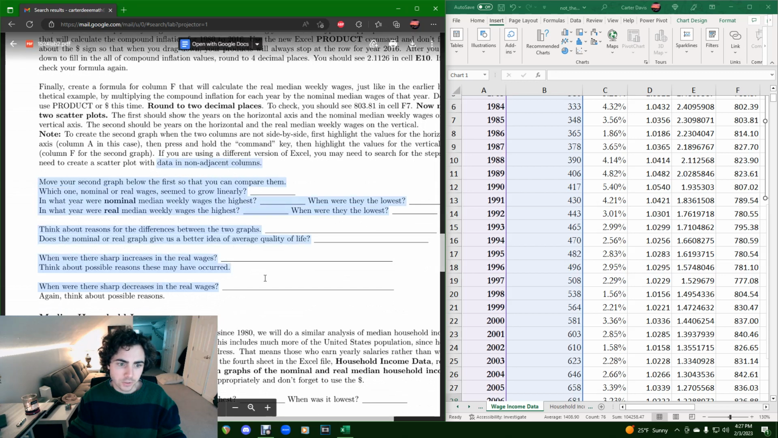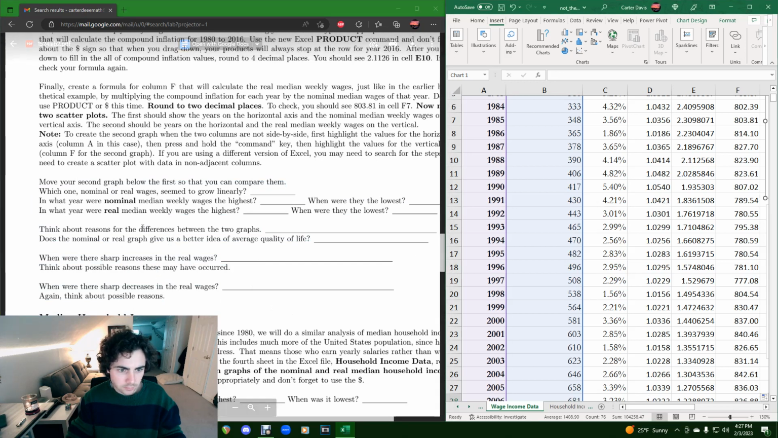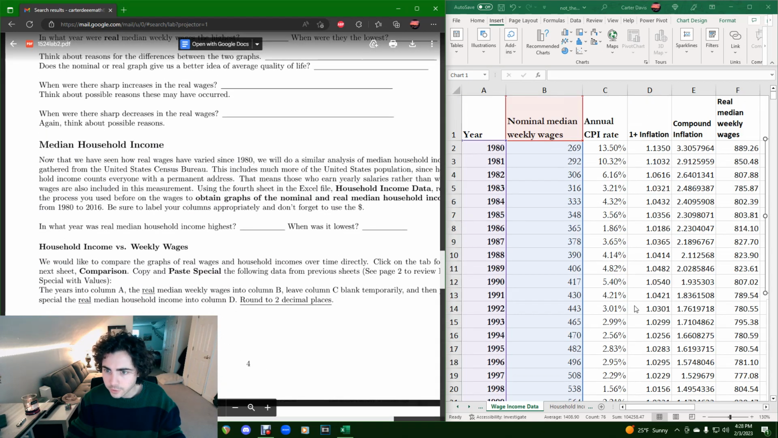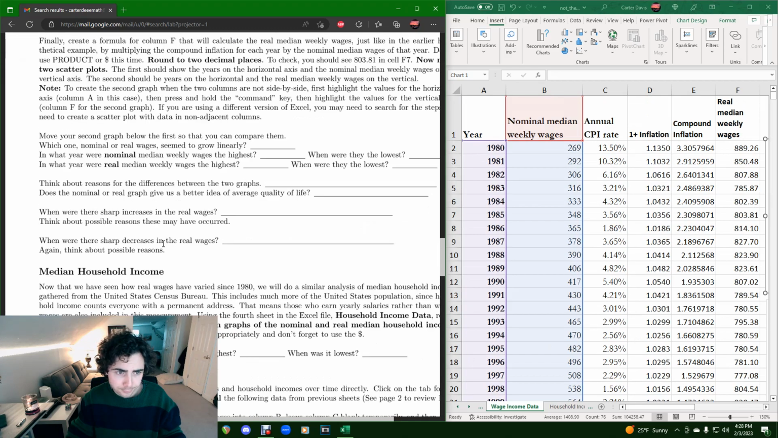They ask a bunch of questions. I don't know the context to answer all of them, but you could tell where the sharp increases were by looking at these graphs here. That's not too crazy, but thinking about differences between average quality, don't worry about that. I'm not going to go into that. I'm just going to show you how to do the math. Sorry. All right.